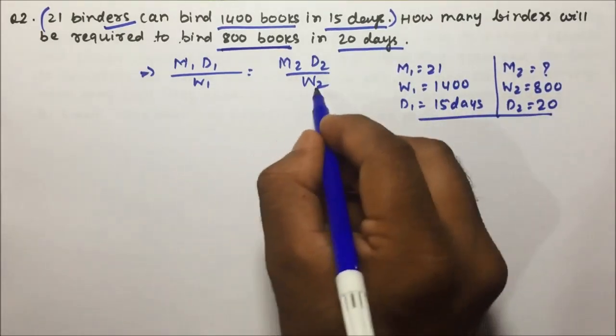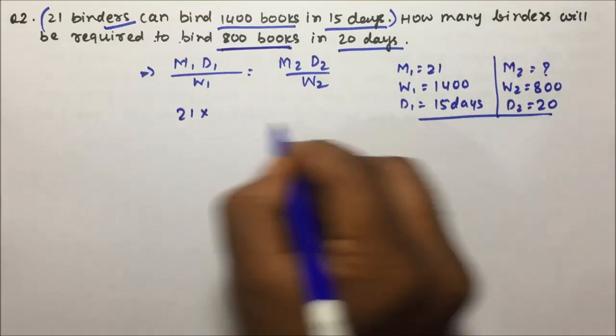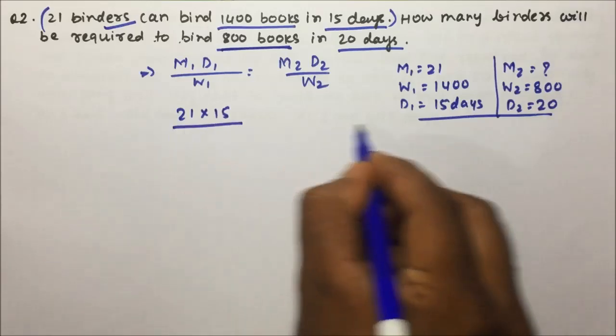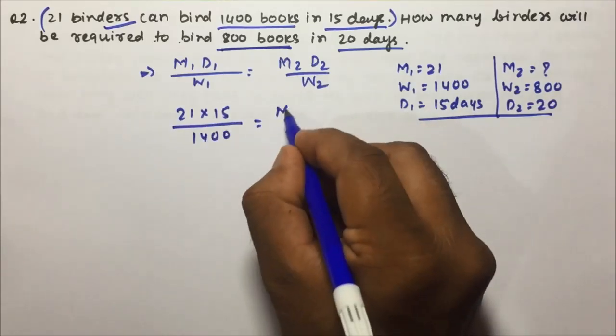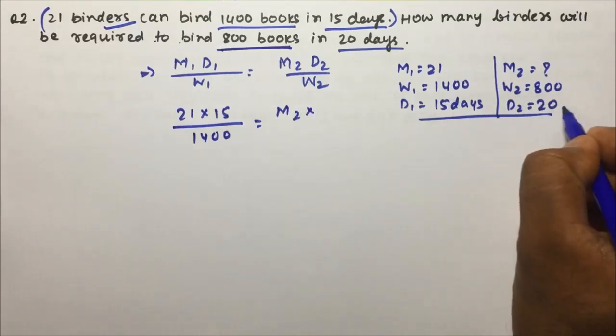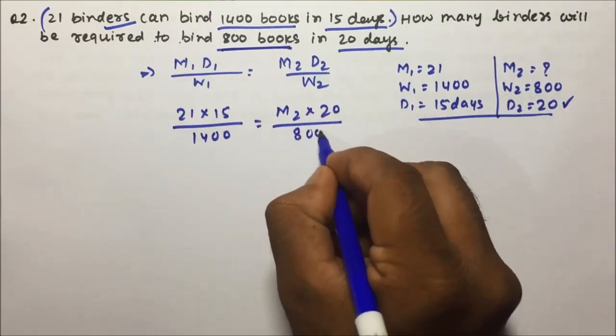M1 D1 by W1 is equal to M2 D2 by W2. M1 is 21, D1 is 15, and work is 1400, and this will be equal to M2, which we have to calculate. For days it is 20, and for work it is 800.